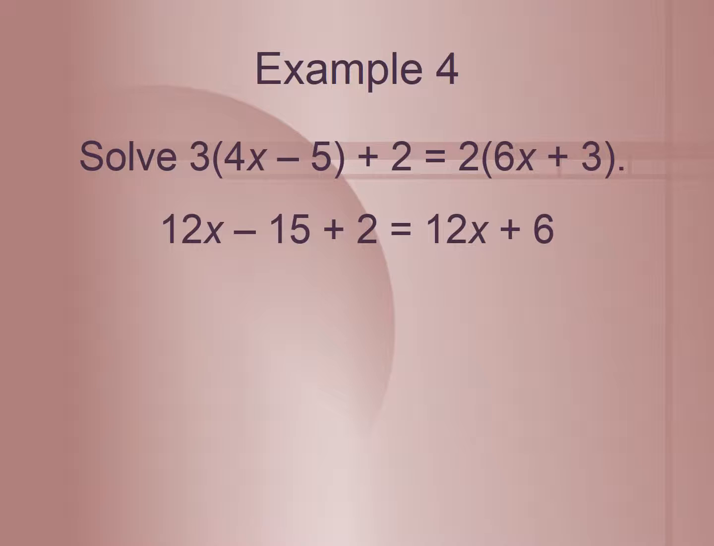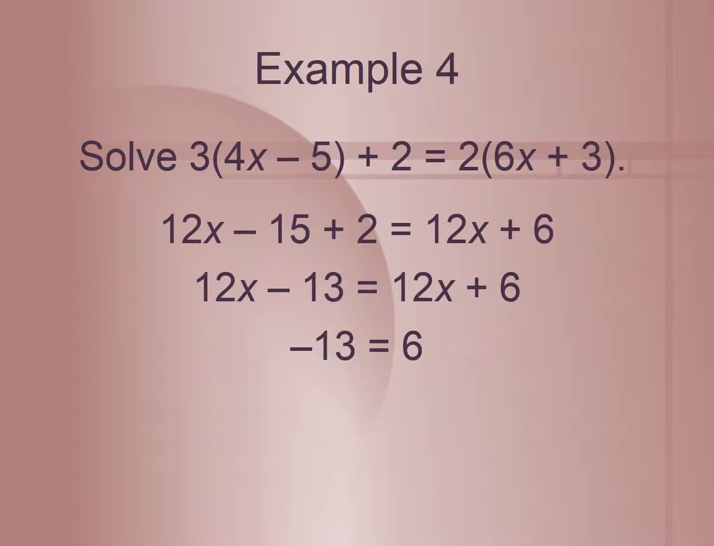Now I want to get my variables on the same side, so I'm going to subtract 12x from both sides. Oh, I'm sorry, before I do that, let's go ahead and combine negative 15 plus 2. That gives us negative 13. That gives us a little bit easier of a problem to work with. Now we'll subtract 12x from both sides.